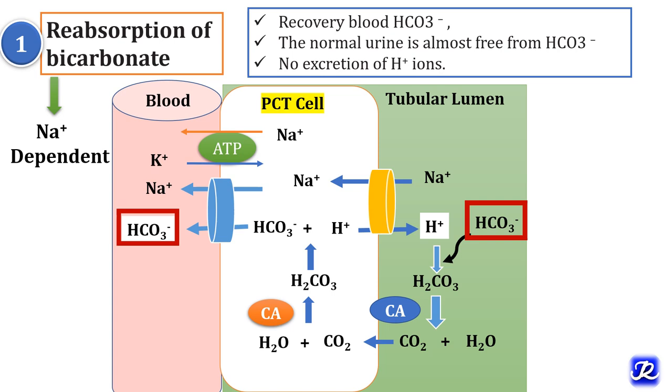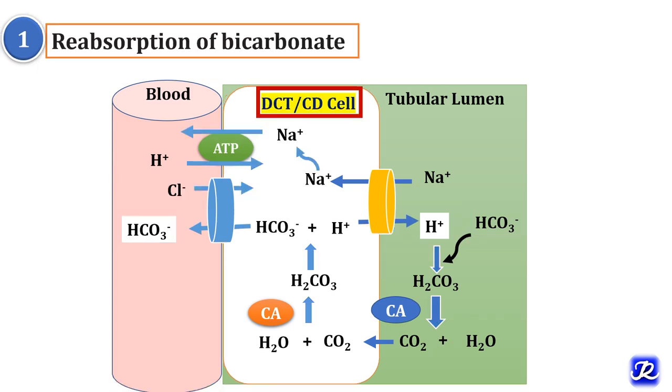The normal urine is almost free from bicarbonate because all the bicarbonate which is filtered is reabsorbed or recovered. There is no excretion of hydrogen ions here because all the hydrogen ions are utilized in the process. 5 to 10% of reabsorption of bicarbonate occurs in distal convoluted tubule and collecting duct, but the difference from the proximal convoluted tubule is that here the reabsorption is not sodium dependent, it is sodium independent. It occurs by bicarbonate chloride antiport system.